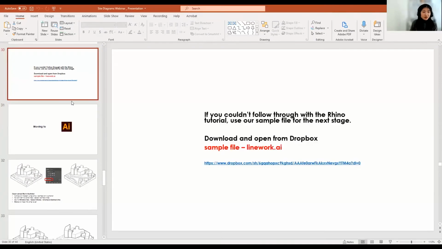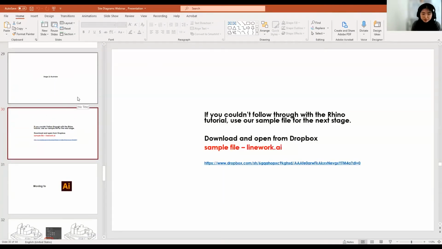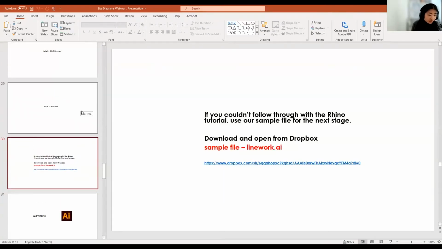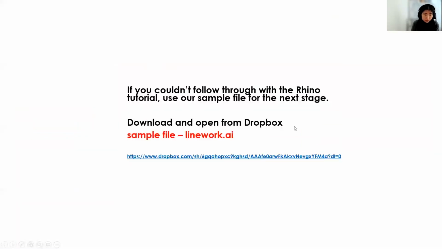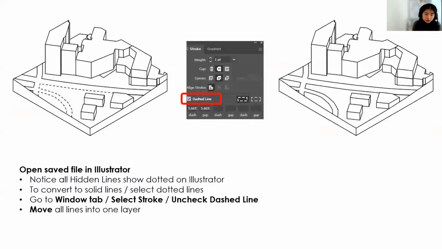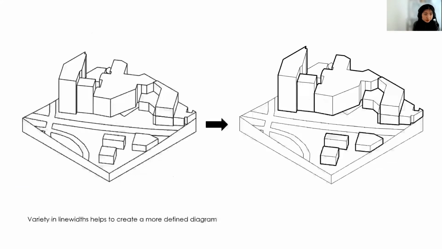Okay, so that might have been a whirlwind for some, but don't worry, you can always just use our sample file. And I've just put in the line work for you there as well. So just open that up and we'll go into the next stage with that one. So moving on to AI, we're going to first of all change our hidden lines into solid lines just by unclicking dash line. And then we're going to start to vary our line widths.